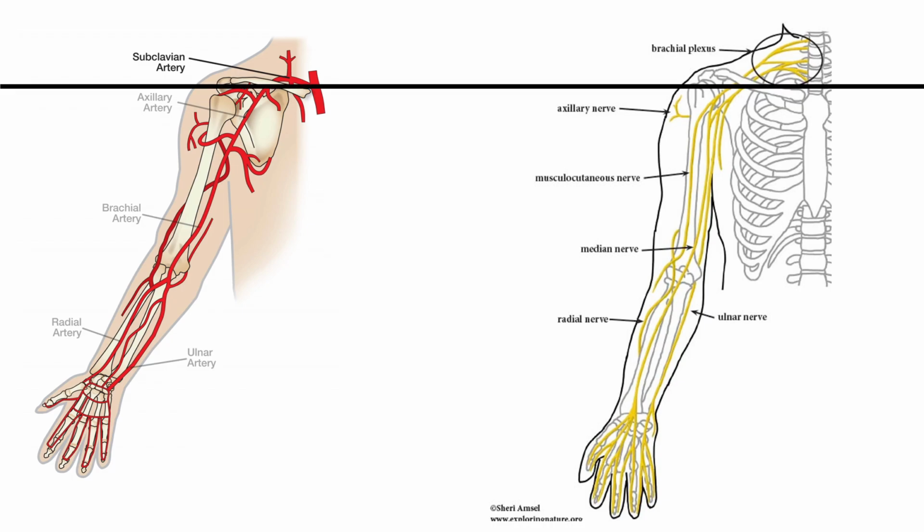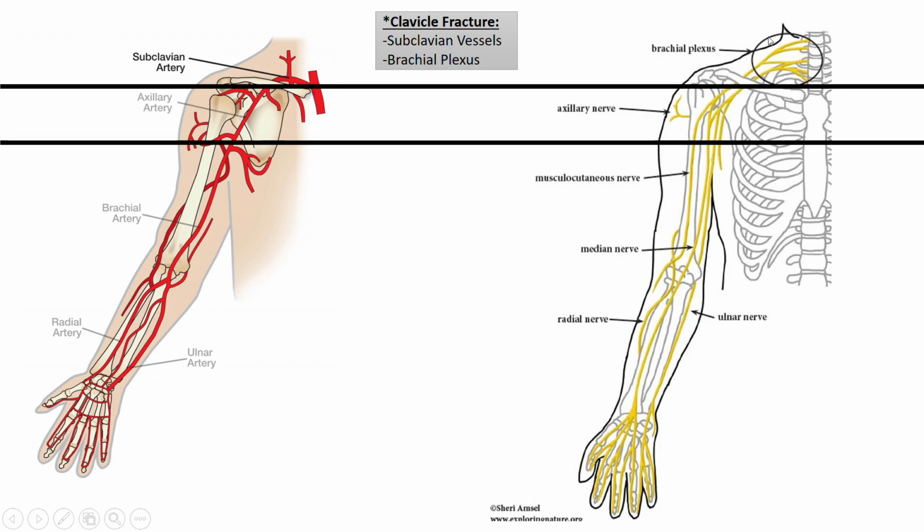First of all, we will start with clavicle fracture. As you can see here in this diagram, clavicle fracture, subclavian vessels are injured and the brachial plexus is injured. Moving a little bit downward, shoulder dislocation, especially anterior shoulder dislocation, there will be axillary artery injury and axillary nerve injury. There might also be injury to the musculocutaneous nerve, which is a branch of a nerve.